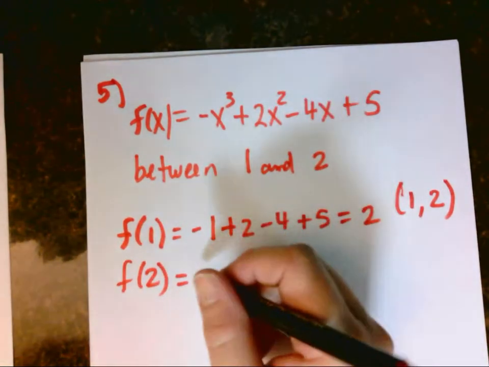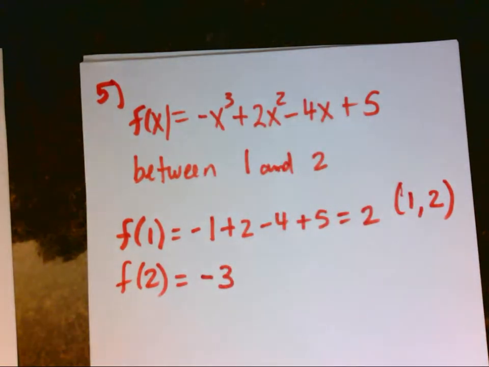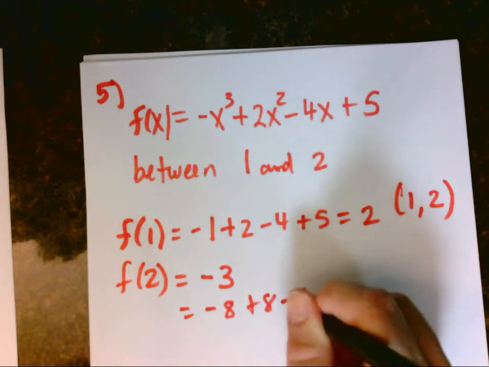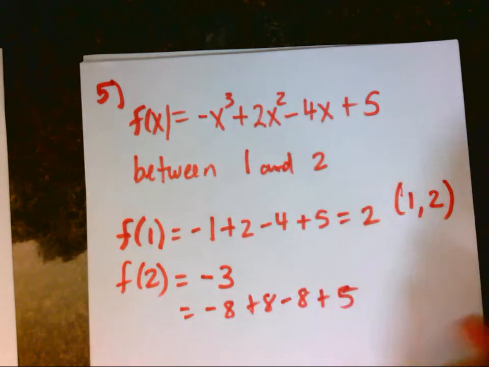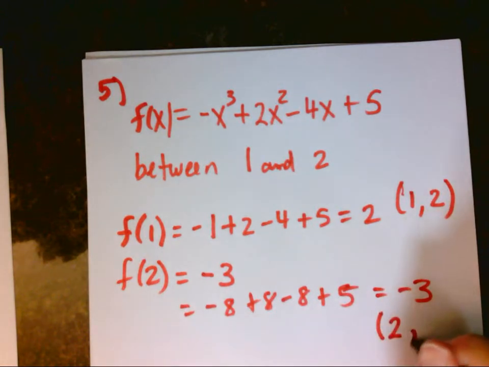All right. So when you put in f of 2, you should get negative 3. And you can work that out or get your calculator to work that out. When I worked it out, I had a negative 8 and an 8 and a negative 8 and a 5. Yeah, that looks right. So that gave me a negative 3. So it goes through the point 2 comma negative 3.